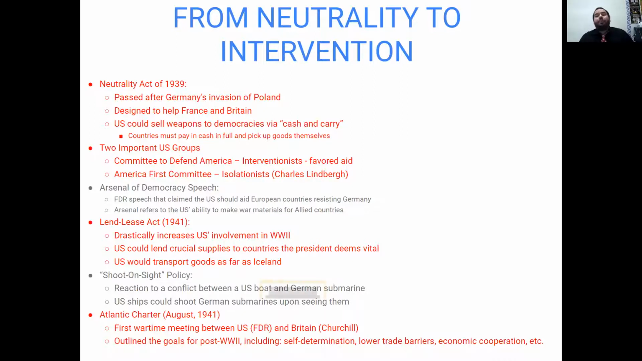And if you recall, Germany has a great navy of undersea boats, U-boats. If you guys remember that.